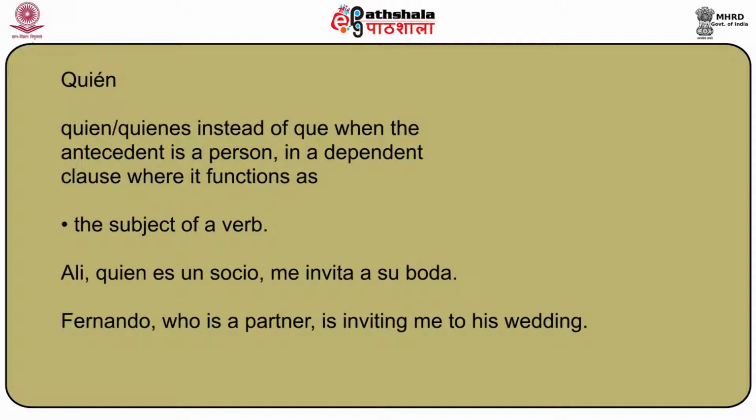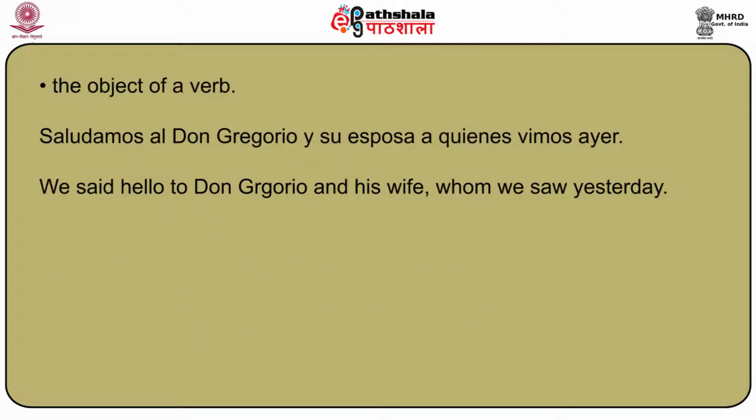The object of a verb in the example is quienes, preceded by the preposition a: a quienes. This construction parallels the antecedent in the main clause, a don Gregorio, which contains the contraction of the preposition a plus the definite article el. A quienes is the object of the verb vimos. Saludamos a don Gregorio y su esposa, a quienes vimos ayer. We said hello to don Gregorio and his wife, whom we saw yesterday.